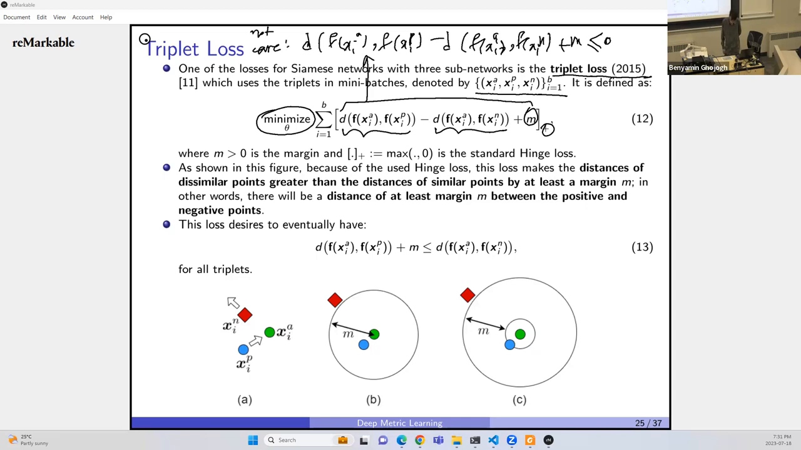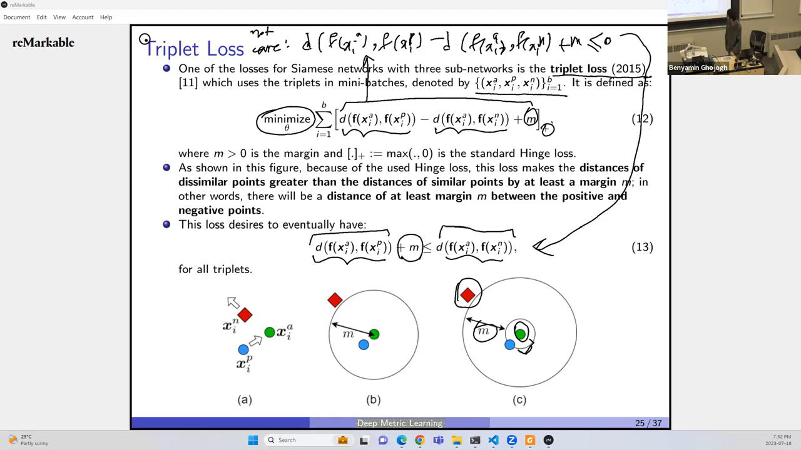Just rearrange this. What do you get? You will get equation 13, right? So my goal is to reach this. After that, I don't care, right? My goal is to reach equation 13. And what is equation 13? Let's analyze that. It means that the distance between anchor and positive plus some margin becomes less than or equal to the distance of anchor and negative. As long as the distance of anchor and negative, which is this, is greater than or equal to the distance of anchor and positive, which is this, plus some margin. It roughly means that the distance of negative and the positive becomes at least M, right? Roughly it means that. As you see, its interpretation is different from contrastive loss.